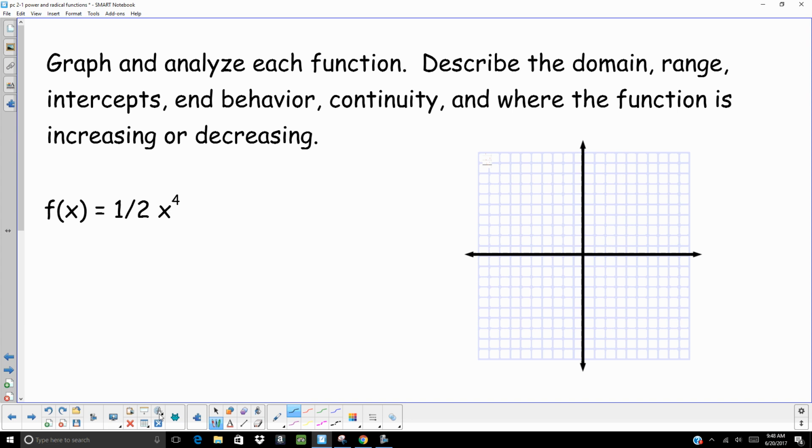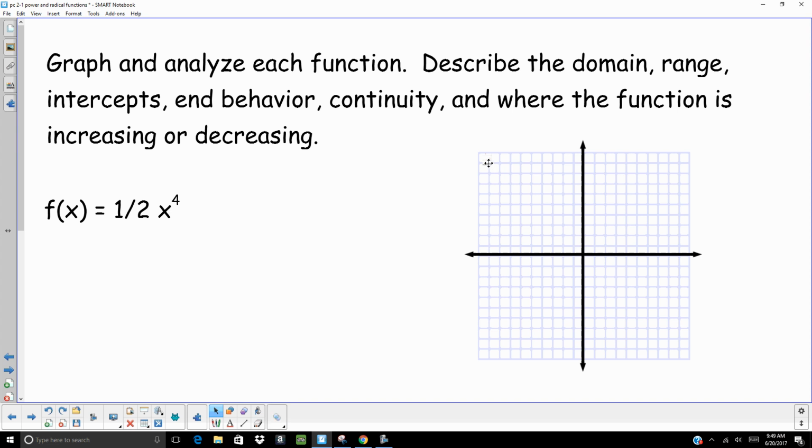So first of all, we have to graph it. And if I don't know what that graph looks like, you can always make a t-table. And I notice I have an x to the fourth. Well, I can put in negatives, I can put in 0, and I can put in positives. So my domain here is all real numbers. I can put anything into that equation. So my domain is all real numbers.